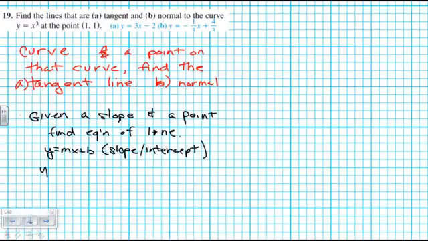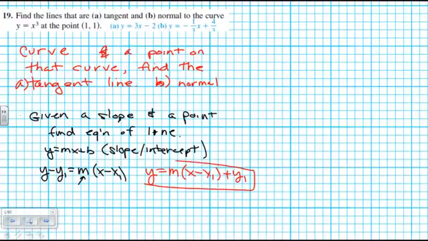Now, I grew up learning it like this, where the slope is given as m and the point is given as (x1, y1). Our book, though, tends to write it this way, where they just put the y on the other side. They're algebraically equivalent. So I'm going to tend to write the solution here.